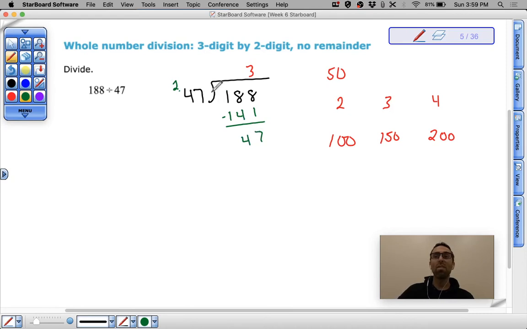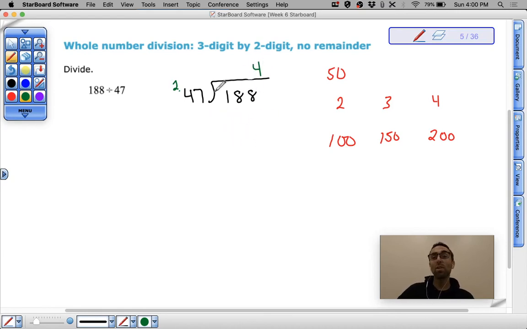So this is good that we're making this mistake because it tells us I can actually fit 47 in here one more time. So I'm going to go back here and I'm going to say I don't want this 3 here. I'm going to put in a 4. So I'm going to erase all this stuff I have over here.